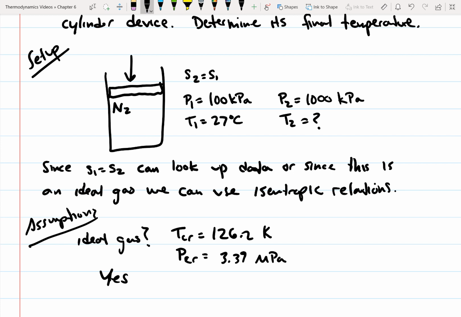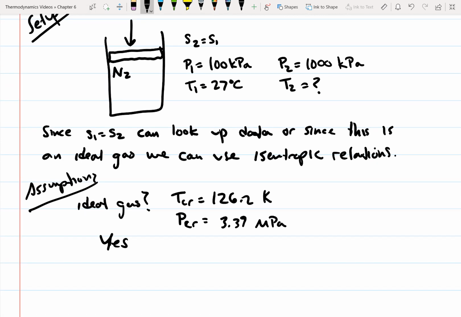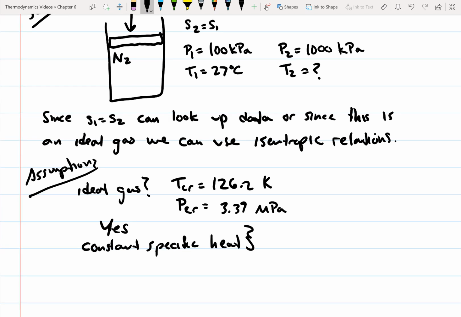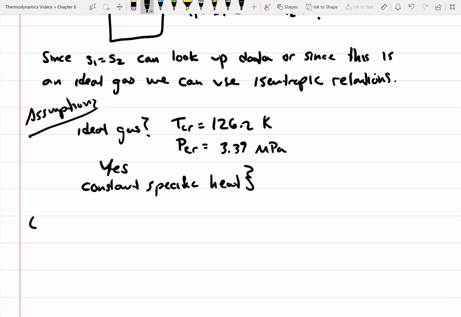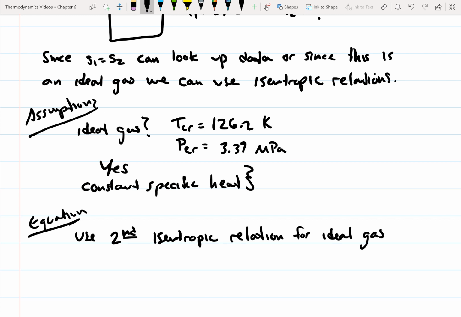We're also going to assume constant specific heat. We need both of these to be true in order to use the isentropic relation. We also need this to be an isentropic process, which we know it is. So now let's write our equations. We're going to use the second isentropic relation for ideal gas.